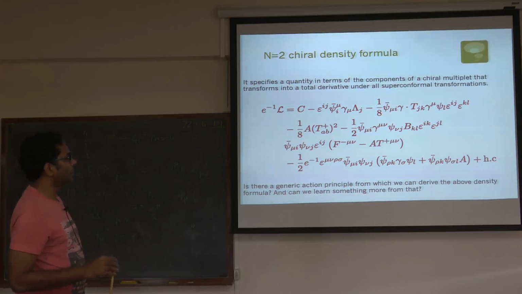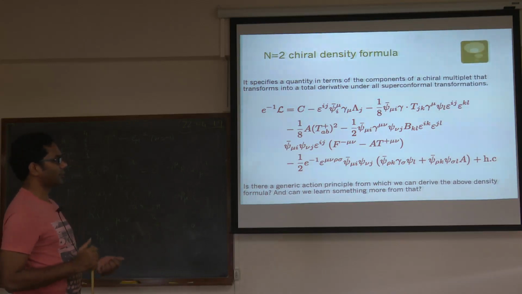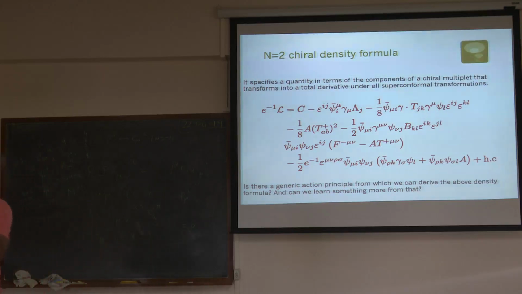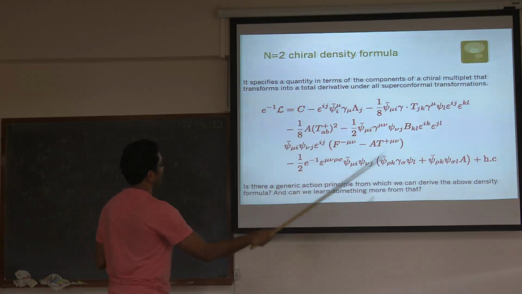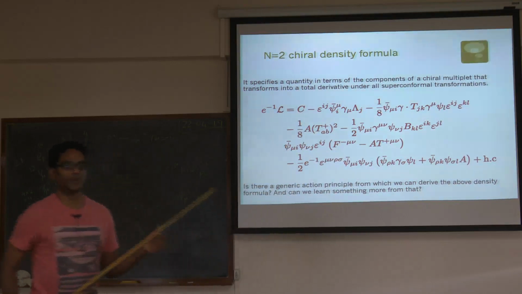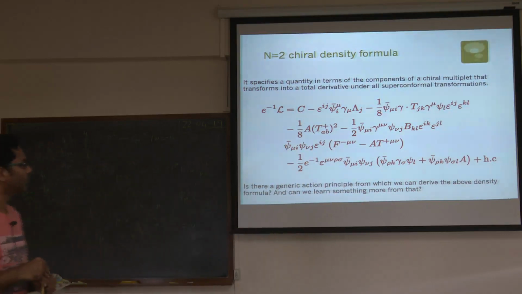Okay. So, if you want to write down an action, what you need is not only the action for the n equals 2 Weyl multiplet and vector multiplet, but also the action for the n equals 2 hyper, tensor or nonlinear multiplet. For an action containing a tensor multiplet, this chiral density formula may not be useful. So, with that in mind, we try to understand some generic action principle from which this chiral density formula just arises as a special case.